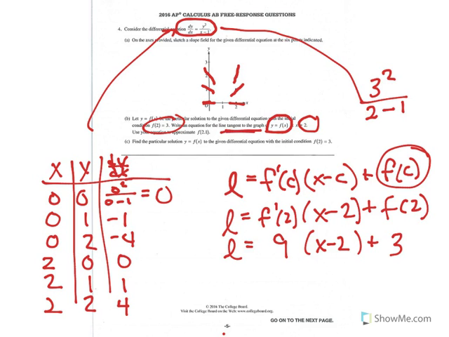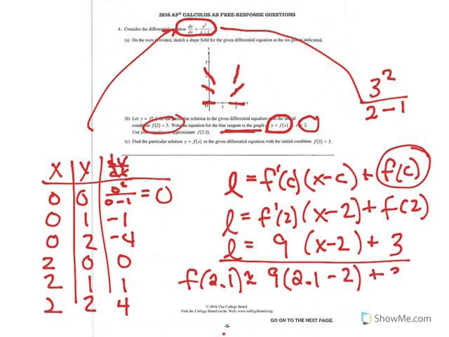Anytime I have to find a tangent line, I'm using that equation. It says use this to approximate f of 2.1. f of 2.1 is approximately, we can use the line to approximate it, 9 times 2.1 minus 2, plus 3, which is equal to 9 times 0.1, plus 3, which is equal to 3.9. As long as I have the one approximate sign, I can use equals the rest of the way because they indicate that the problem is approximately equal to.